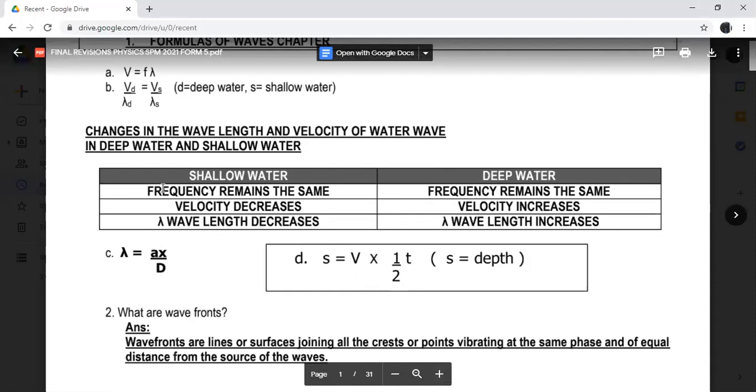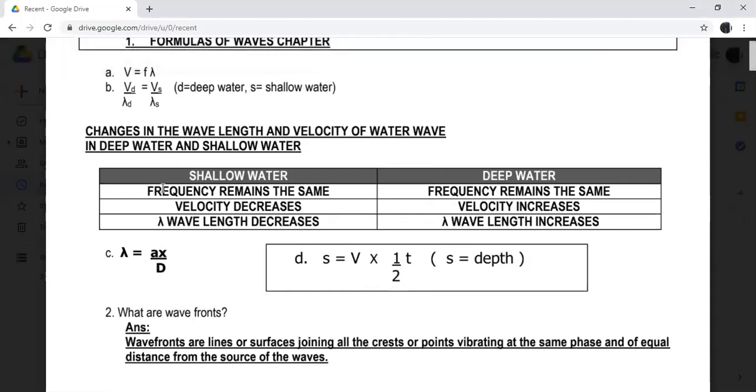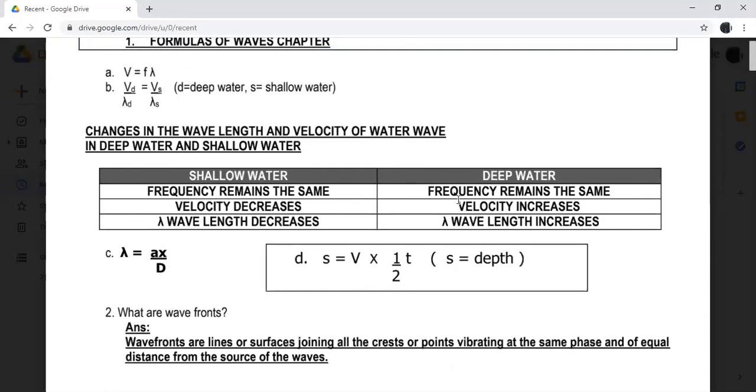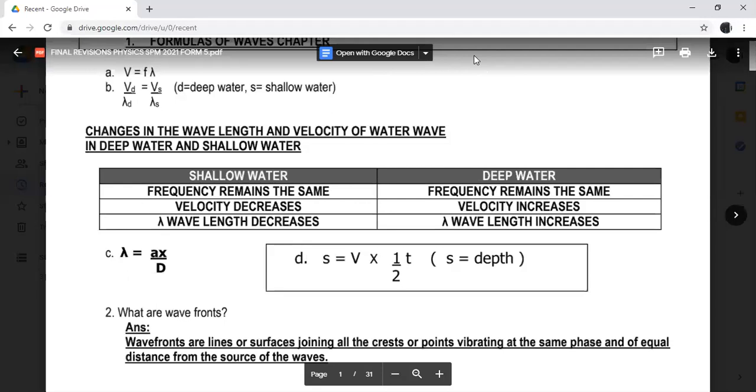And then changes in the wavelength and velocity of water wave. Whenever there is refraction of water wave, say shallow water, deep water, in shallow water the frequency remains the same. In deep water also the frequency remains the same. So always remember, guys, frequency will be the same for both shallow and deeper water.